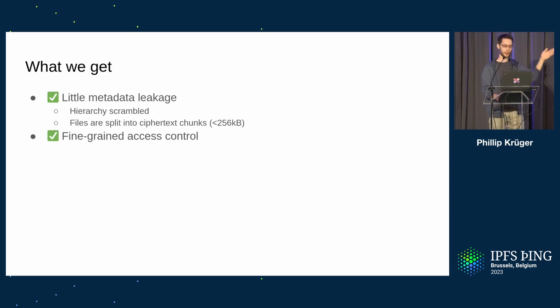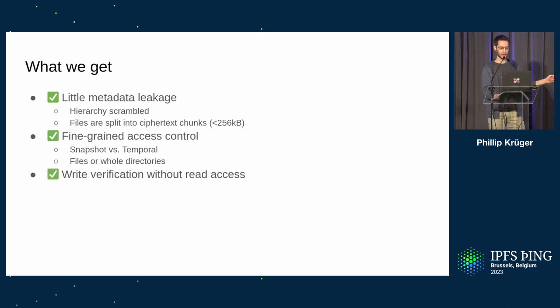Basically, you can share different parts of your file system with different keys, and you have very succinct things that you can share. Sharing something means literally giving someone maybe 200 bytes, and they'll be able to read some subpart of your tree. Additionally, of course, they need to fetch everything else over IPFS. We have different levels there. We have a snapshot and temporal level, and that holds for both files and directories. So you can have snapshot access to a whole directory or a whole revision of the complete file system, for example. We also get write verification without read access.